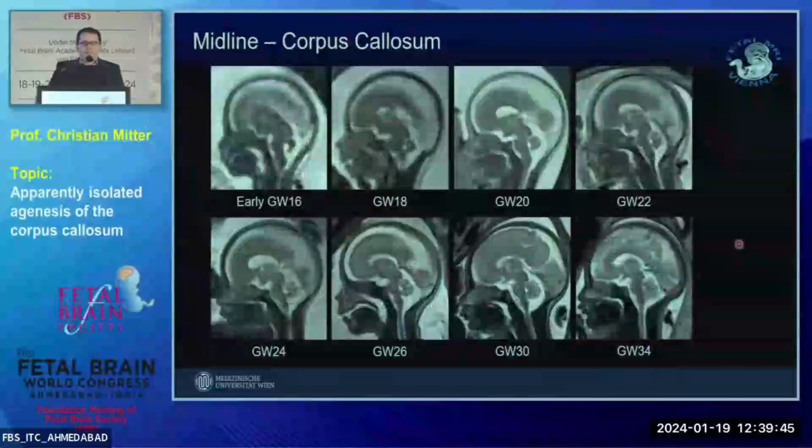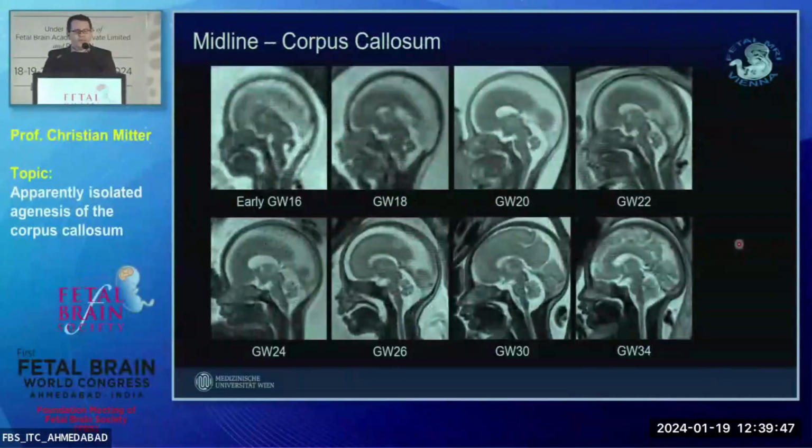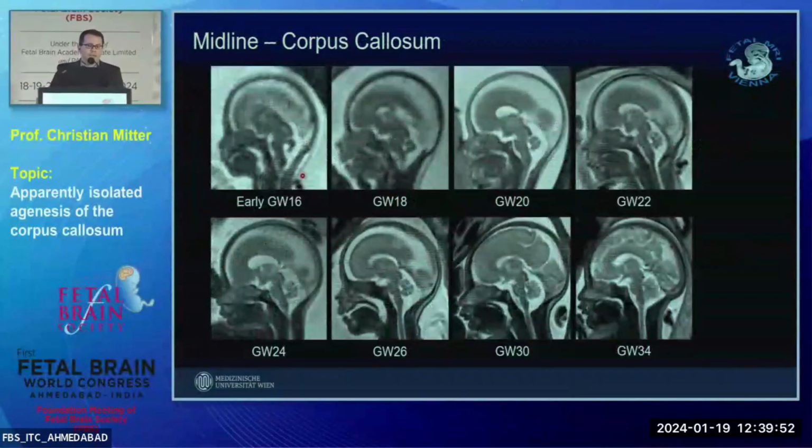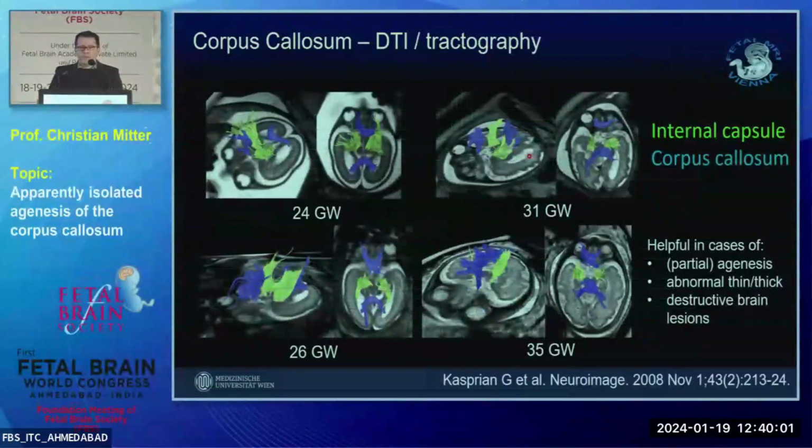So the corpus callosum, as we all know on fetal MRI, can be seen from about week 15 to 16, here in early week 16 as a thickening of the lamina reuniens. And later it can be visualized with in utero tractography in its three-dimensional shape. For example, here you see the genu of the corpus callosum and here the splenium in blue. Tractography is especially helpful in cases of partial agenesis of the corpus callosum, in abnormally thick or thin corpus callosum, and in destructive brain lesions.